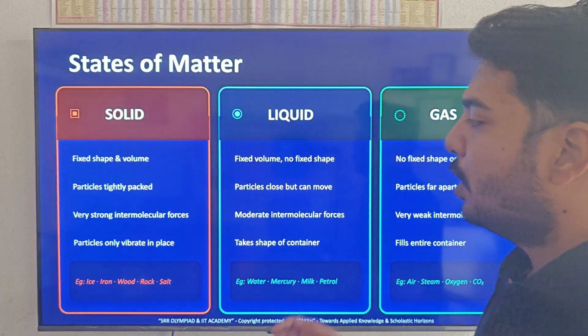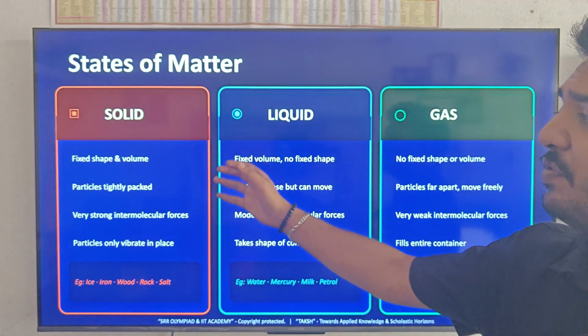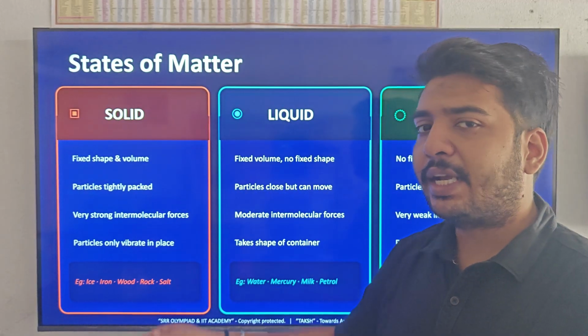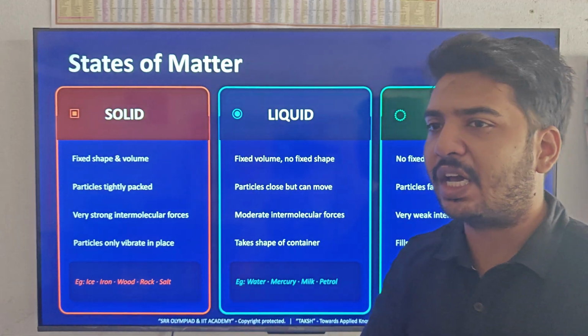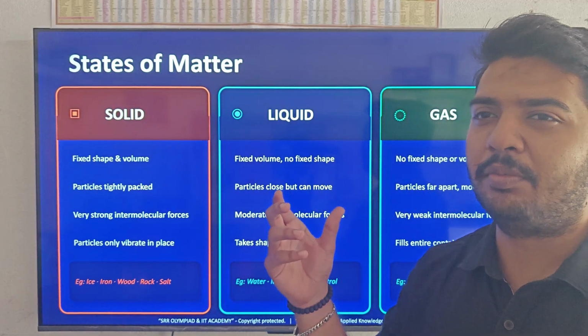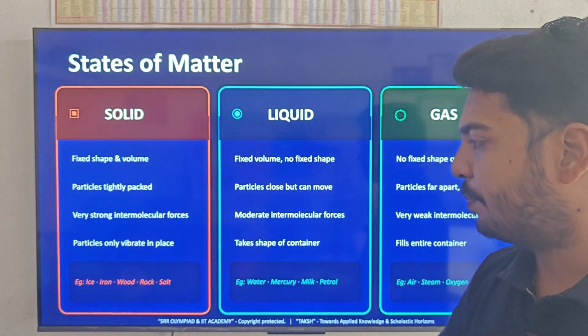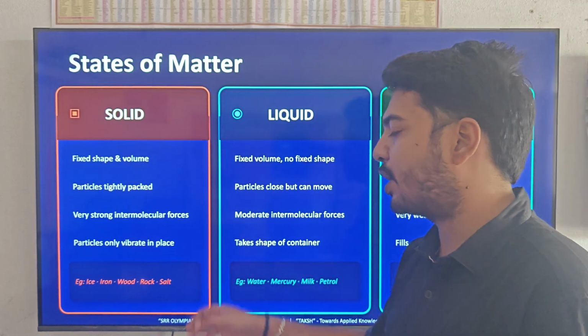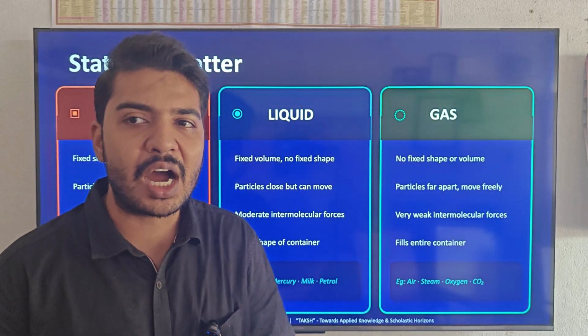When we come to solid, solid is a kind of material that has fixed shape and volume. Particles are tightly packed, and very strong intermolecular forces are there between the molecules, and particles only vibrate in one place. Examples: ice, iron, wood, rock, and sand. That's why every time we see a rock, it is very hard in nature.